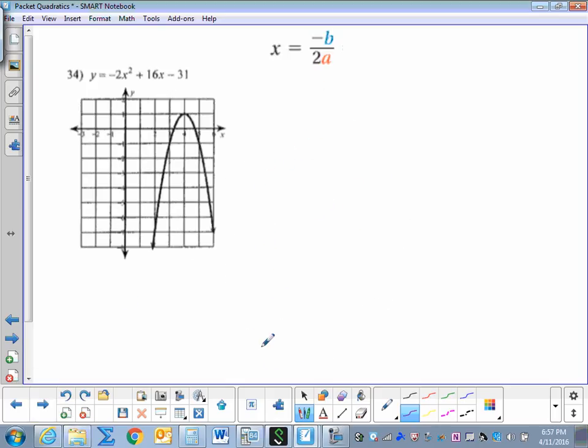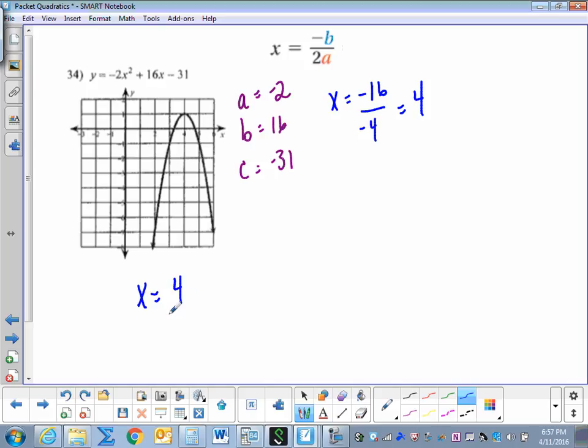Okay, let's try 34. We're going to identify a is negative 2, b is 16, c is negative 31, and substitute into our formula. x is equal to negative b, negative 16, over 2 times a, 2 times negative 2, which is negative 4. So my line of symmetry is x equals 4, and my vertex is 4 something.